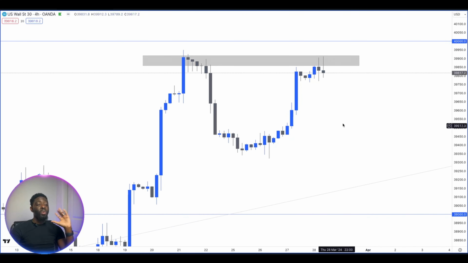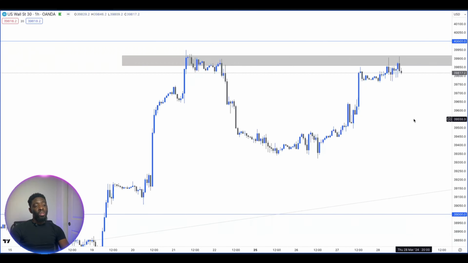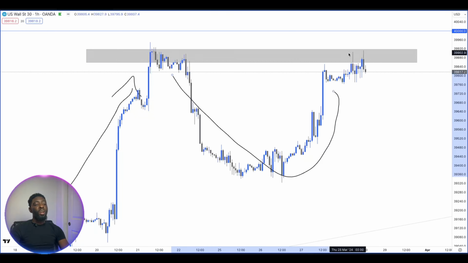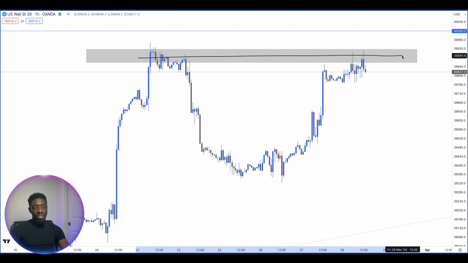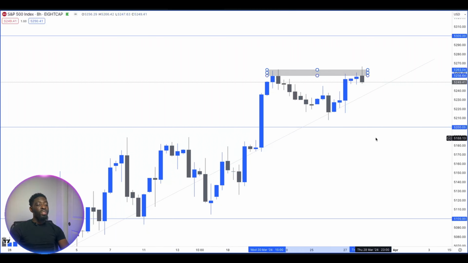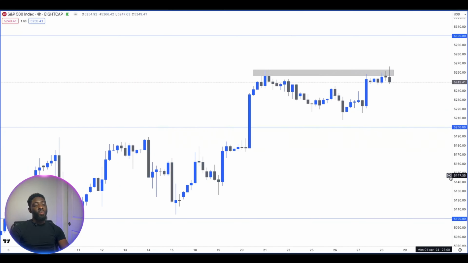So price is finding it difficult to go past this point, and we can narrow it down to the hourly time frame as well. So on the hourly time frame on US30, this is what we have. We had price rallying to the upside, we had a correction, and then we've had prices pull back to this area, and it's finding it difficult to go past this point. Let's step down to the S&P 500. We had a correction, we had a move to the upside. Now price is finding it difficult to go past an area like this, and again we step down to a lower time frame, say the 4-hour time frame right here.